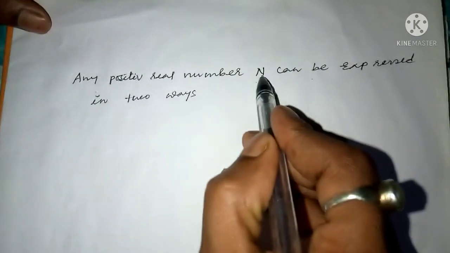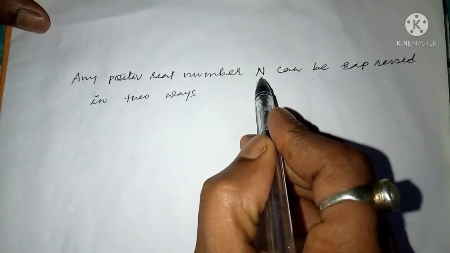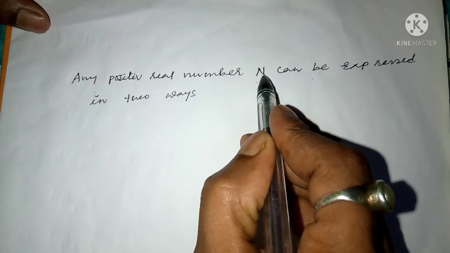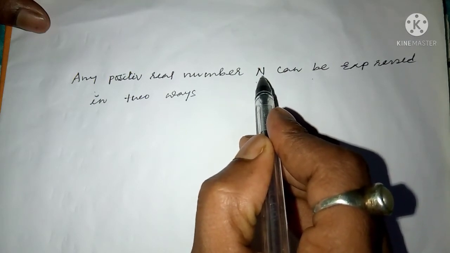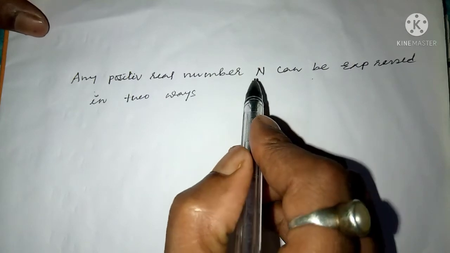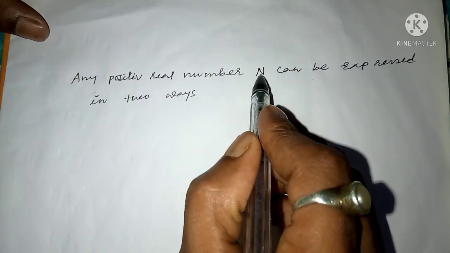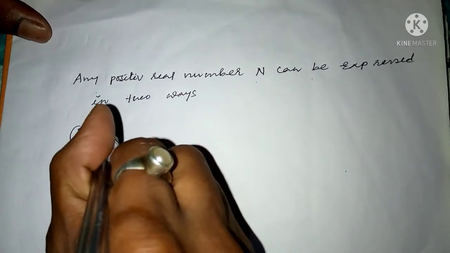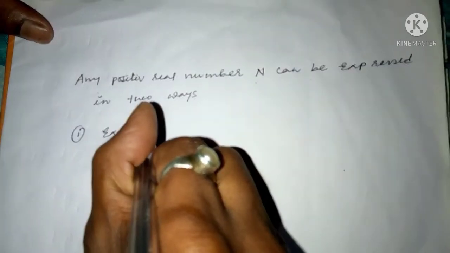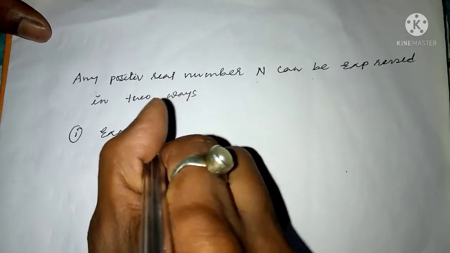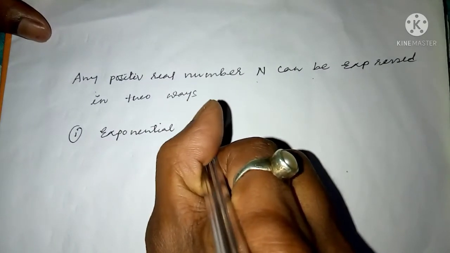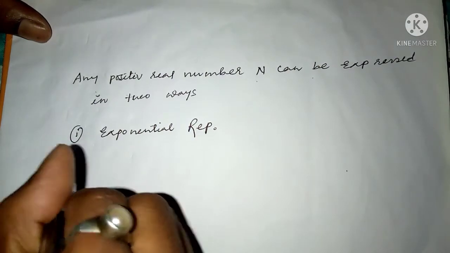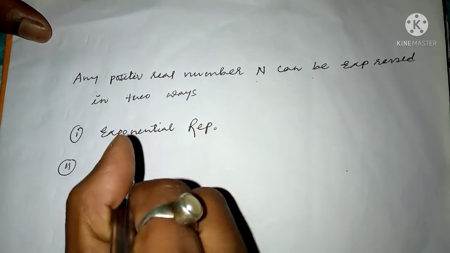So here n I have considered as any positive real number. This is not a natural number. Now this any positive real number n can be expressed in two ways. The first way is your exponential form, or you can say exponential representation, and the second one is your logarithmic representation.